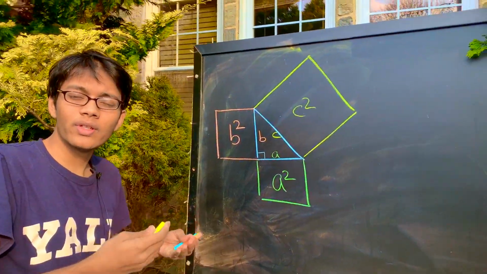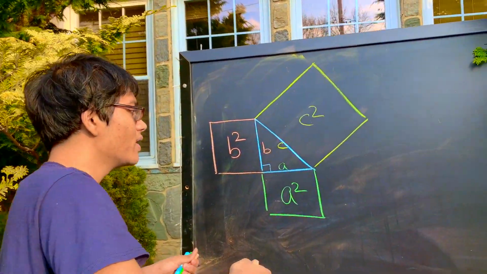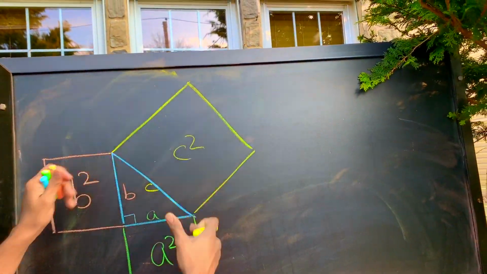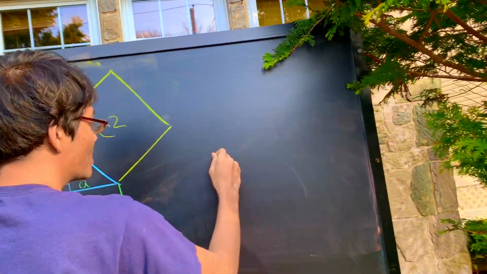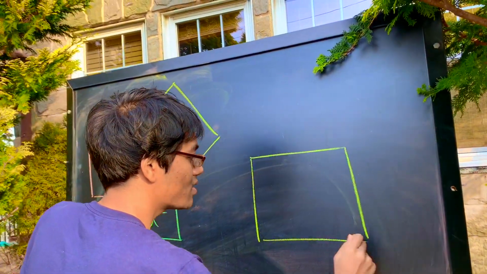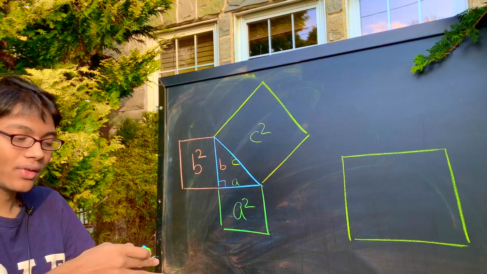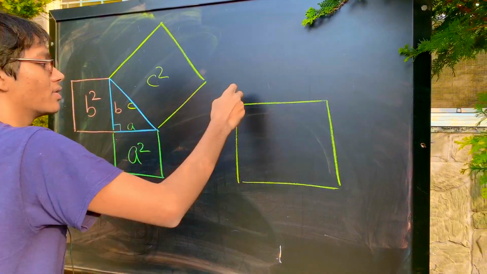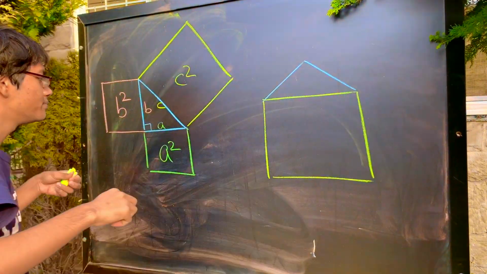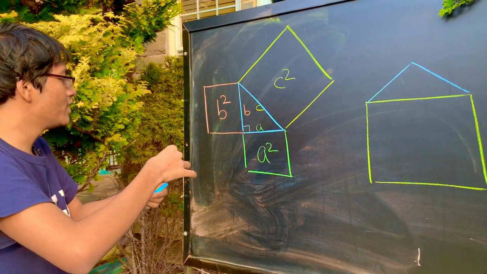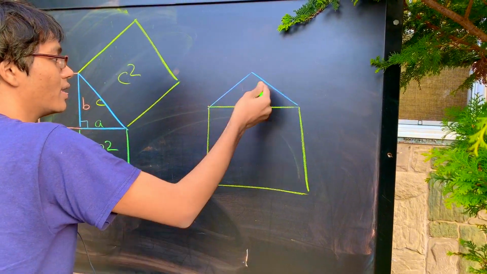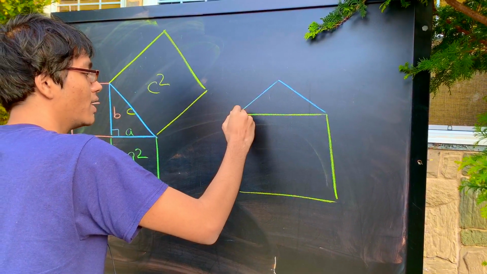Now, how do we prove the Pythagorean theorem? Well, to prove it, I'm going to take this configuration and rotate it so that this yellow square is on the bottom, it's on the ground. So that's going to look something like this. So your c squared square is on the ground, and your blue triangle is going to look something like this. And so your green and your orange squares are going to be attached to the smaller configuration. So how can we draw that?